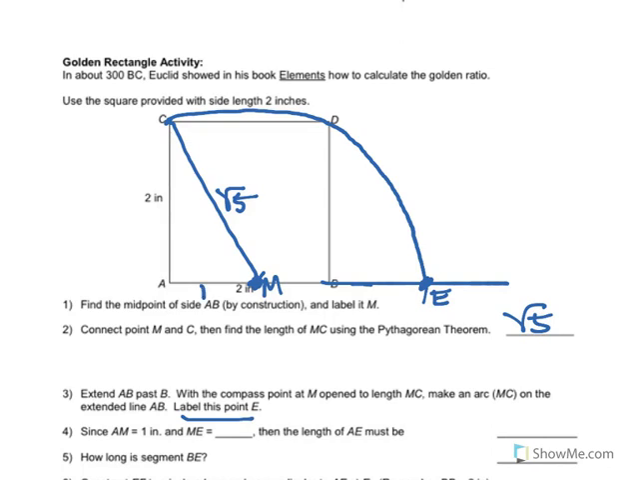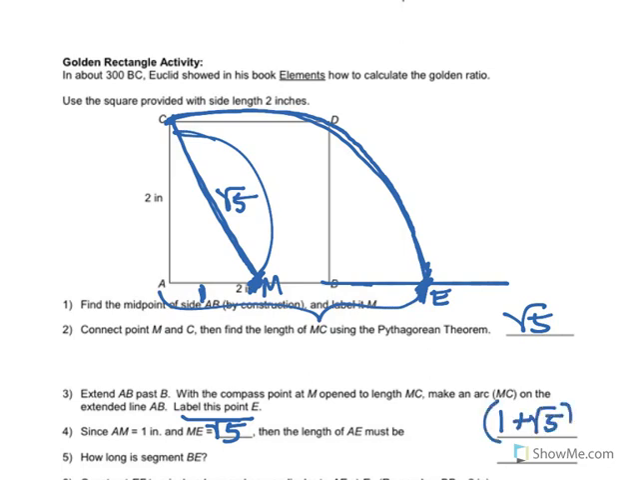Now, since we know that AM is 1, we know that this distance right here is the square root of 5. Then we know, since we used our compass, which was this distance right here, to find this point here, that ME is also the square root of 5, because it's from here to here. We used our compass to measure that. So now, since AM is 1 and ME is the square root of 5, the length of AE, this whole thing here, is 1 plus the square root of 5. We'll put that in parentheses, inches.